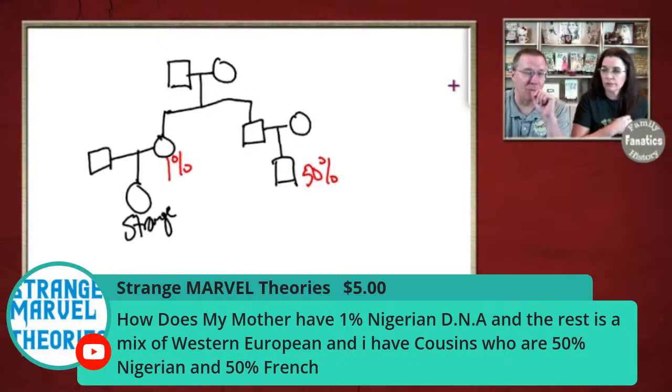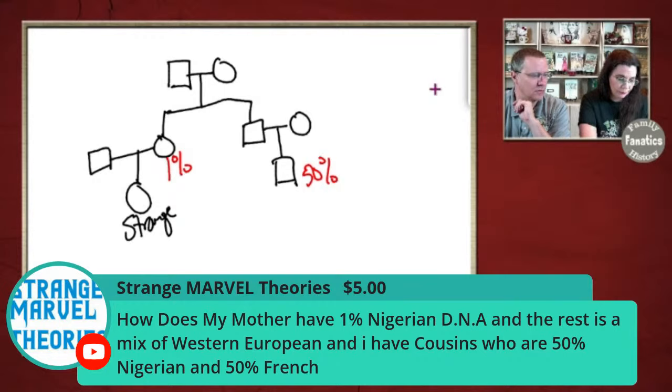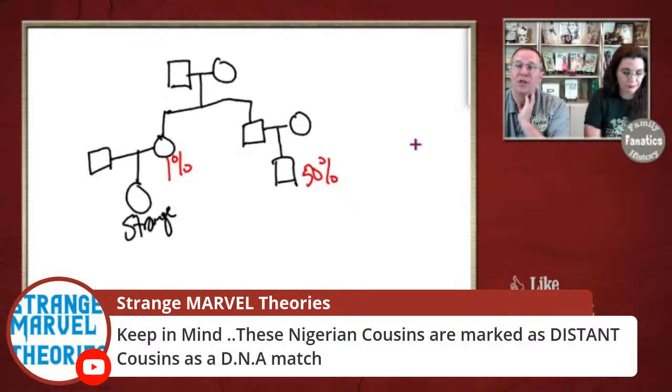Okay, there's a follow-up one. You ready? I haven't even answered it yet. I know. These are marked as distant cousins as a DNA match. Okay, no problem here then. So you're talking about distant cousins, which would be even further down this tree here.